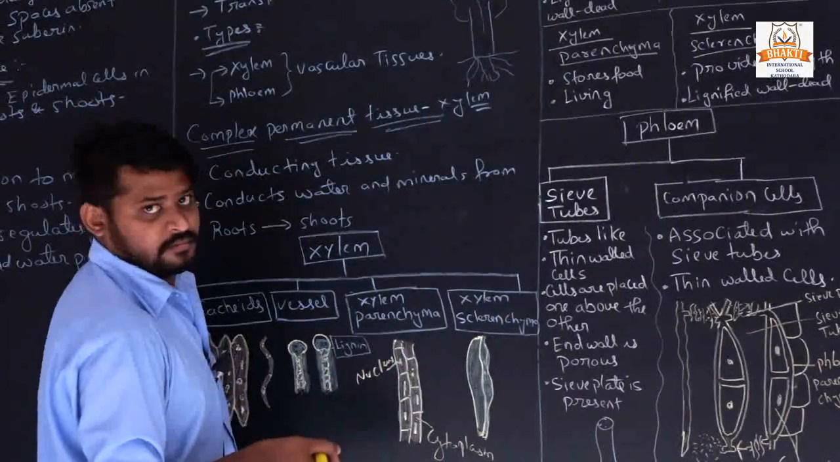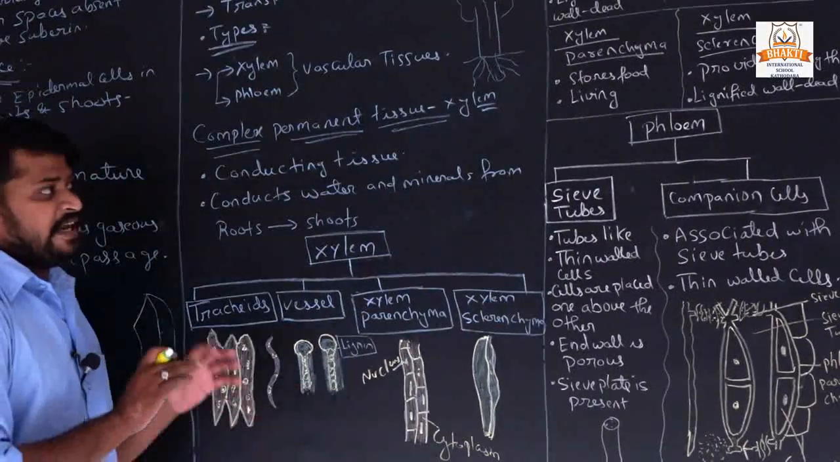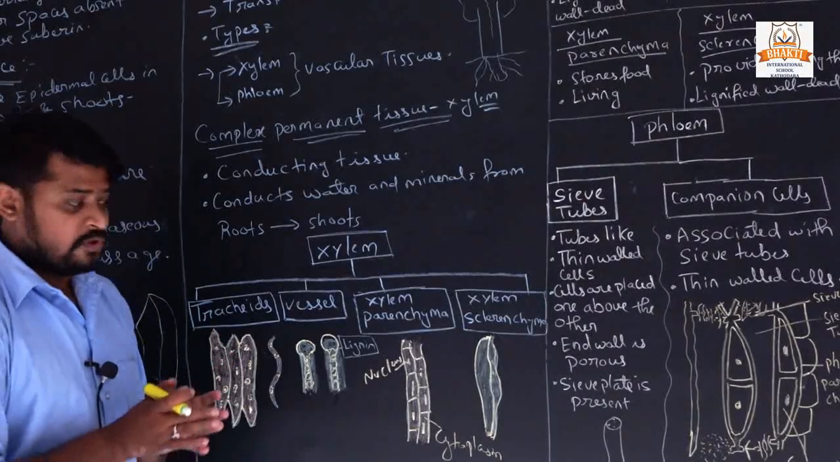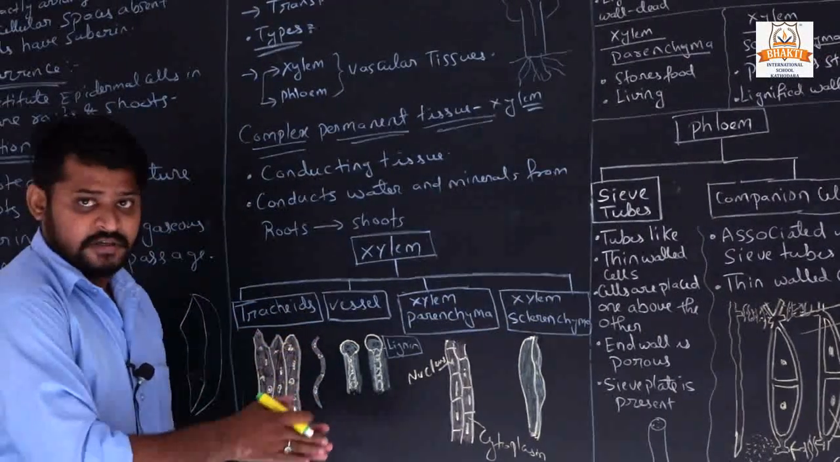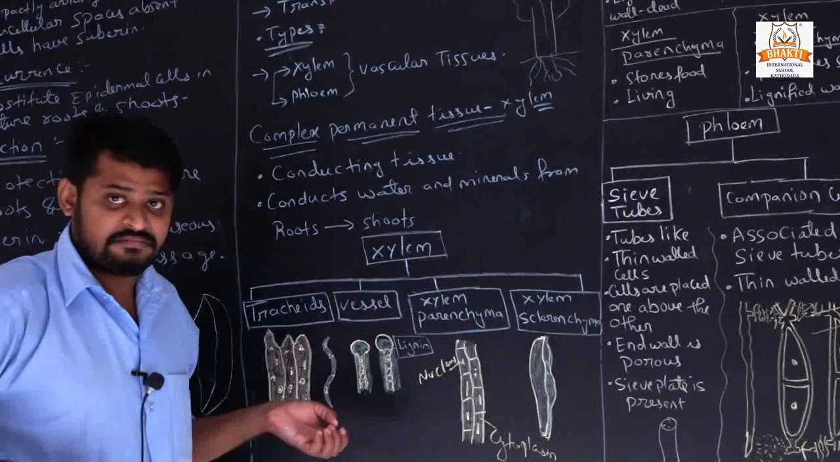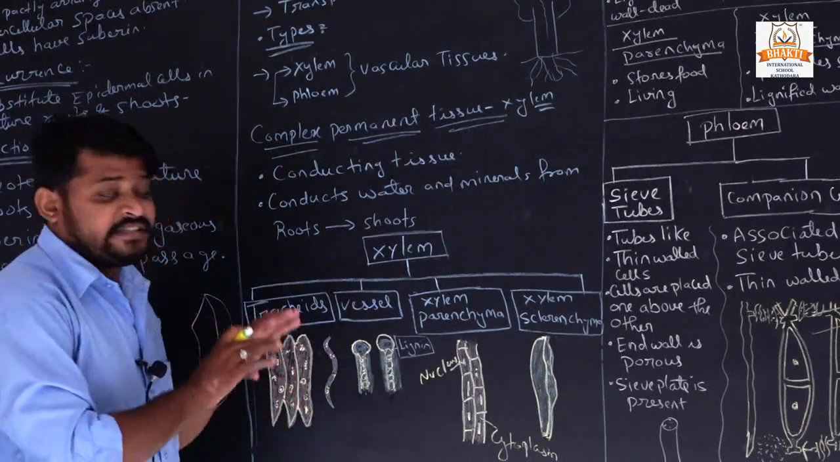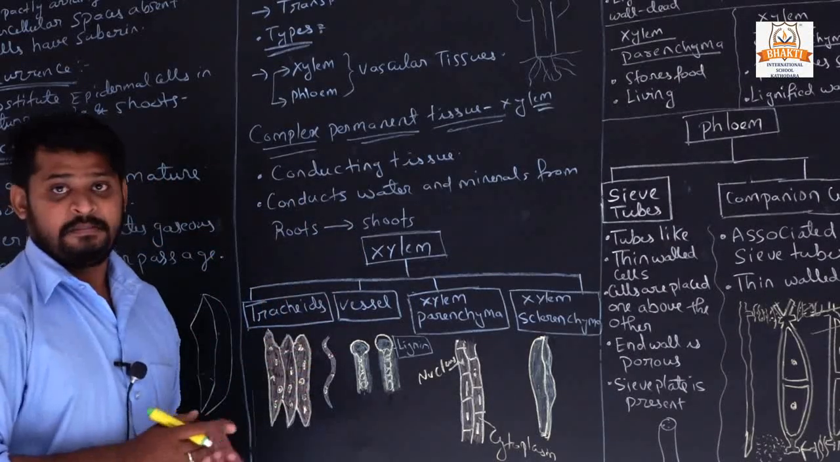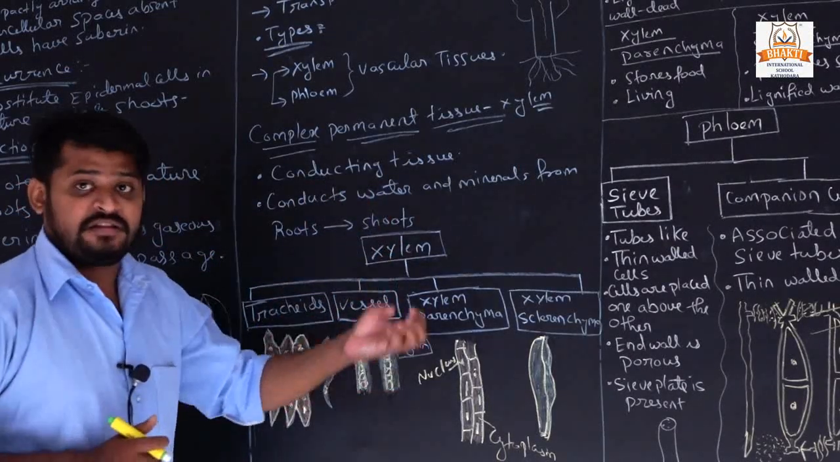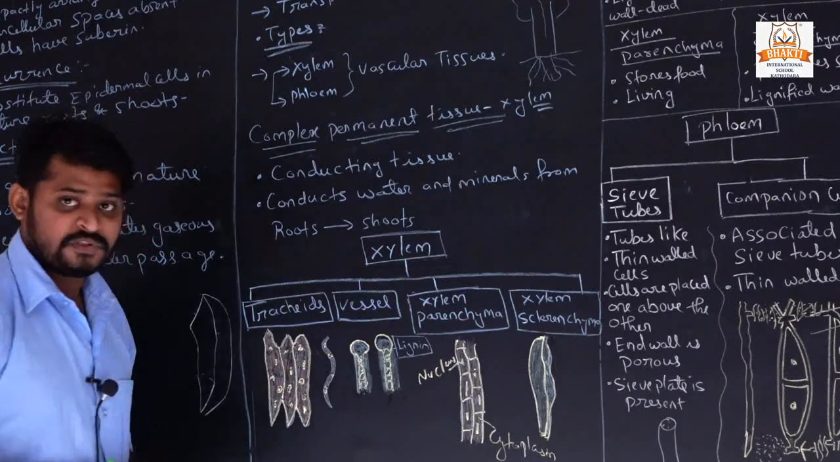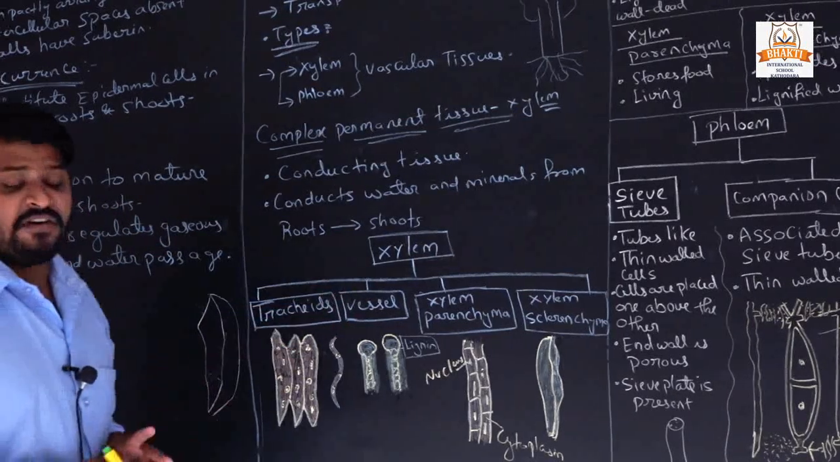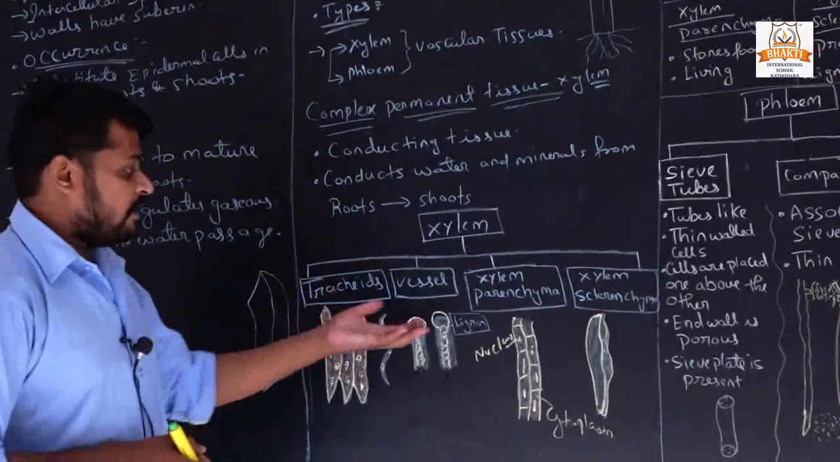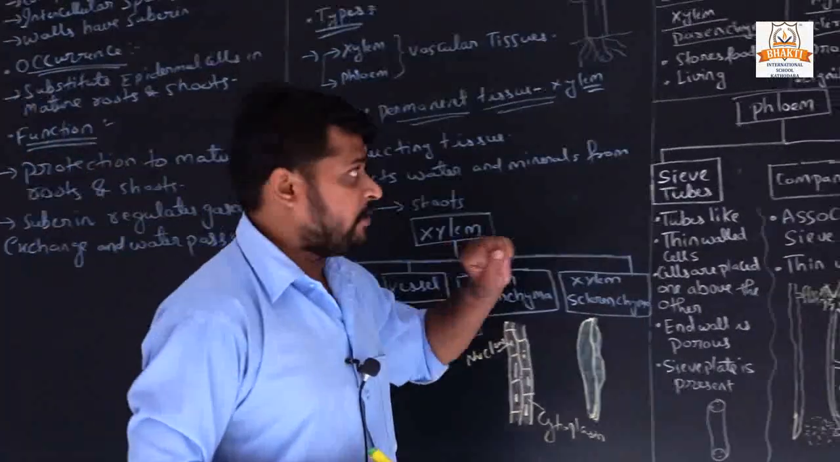What was the function? It is dead in nature. Its walls are made of lignin, and it has only one function: to provide strength to the xylem. So these are the 4 types of xylem, their diagrams and their properties.